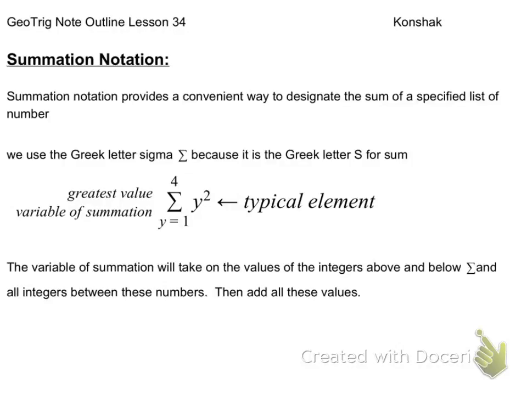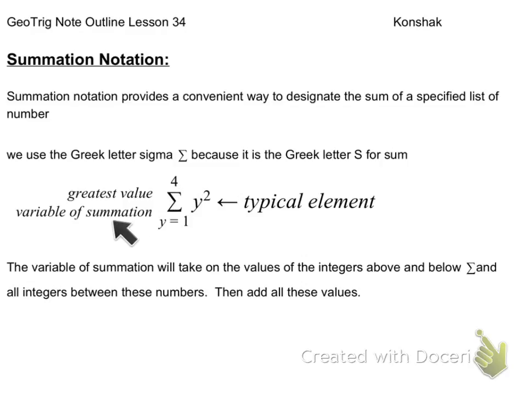So, geotrig, lesson 34. The first thing we're going to talk about, guys, is summation notation. Summation notation is just a different way of adding a list of numbers. We use the Greek letter sigma, that big E-looking thing, because it's the Greek letter S for sum. And the summation, the sigma, has a couple different parts to it that we're going to talk about.